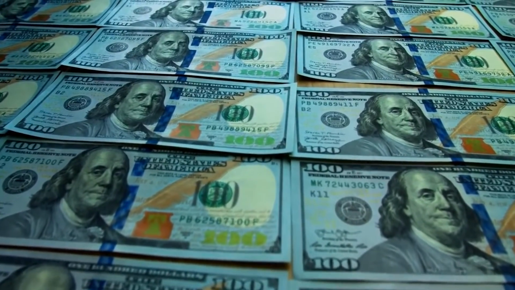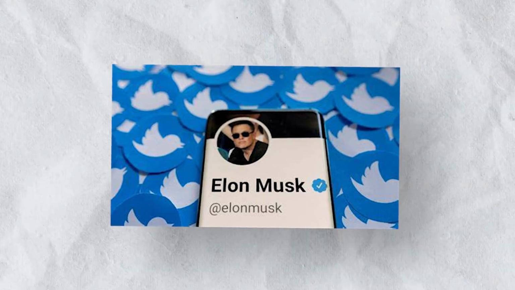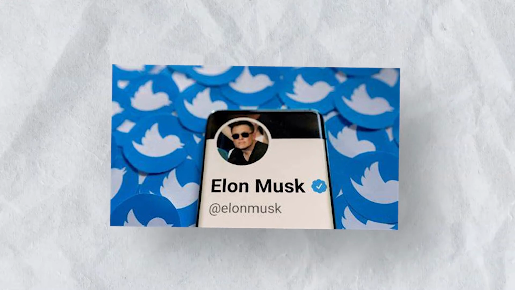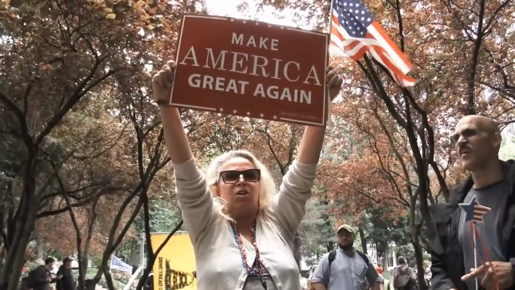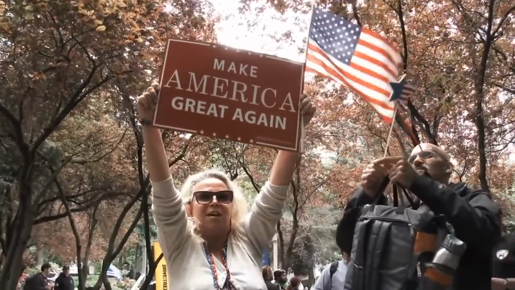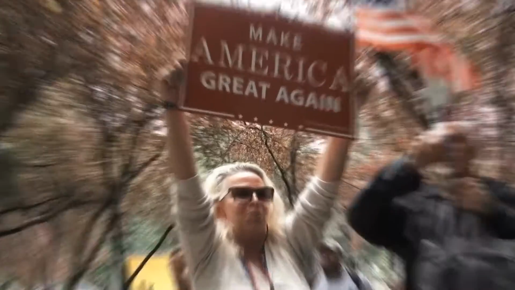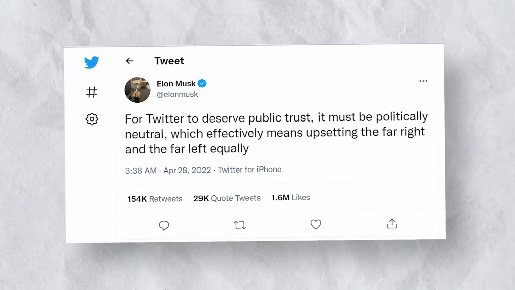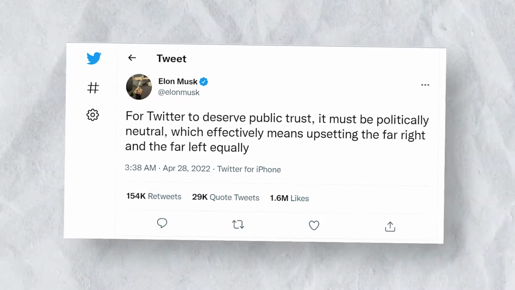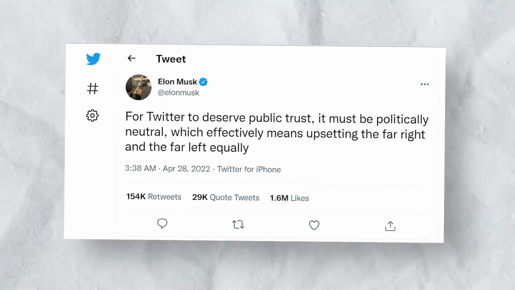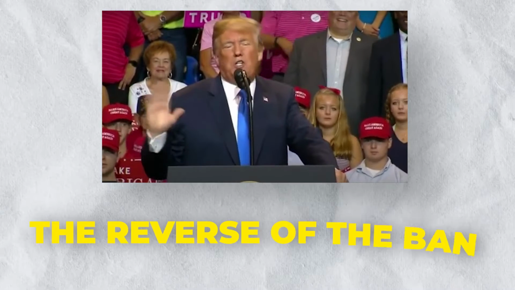Most of the right-wing politicians and Donald Trump supporters said that Trump's account on Twitter needs to be reversed. For a long time, the conservatives have believed that the Twitter algorithms are biased in such a way that they only promote left-wing content. However, the Tesla owner responded that political neutrality needs to be maintained in a tweet that reads, "For Twitter to deserve public trust, it must be politically neutral," which effectively means upsetting the far right and the far left equally.